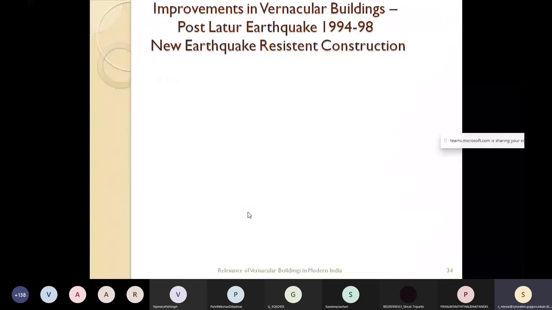So let us look at some examples of what kind of improvement has been done. First, I'll start, of course, with Latur, because we were there.